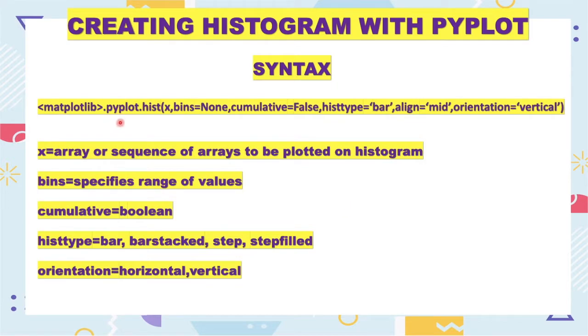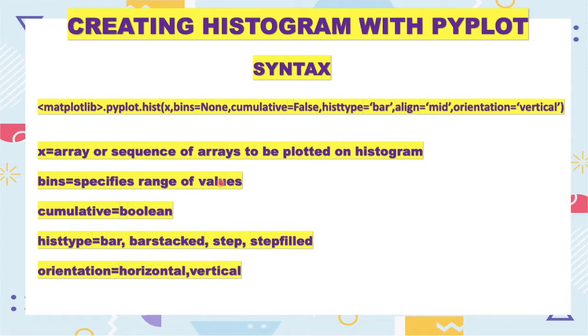In Python we can create a histogram using the following syntax. The hist function is used to create the histogram, and these are the parameters accepted by the hist function. First we need to pass our dataset for which we are going to create our histogram. Then there is a parameter called bins. By default the value is set to None, and we have cumulative. By default it is set to False, and the next parameter is histtype, and by default it is set to bar, and the align is set to mid, that is middle, and the orientation is set to vertical. In this video we are going to learn about this function hist, and also discuss all those parameters.